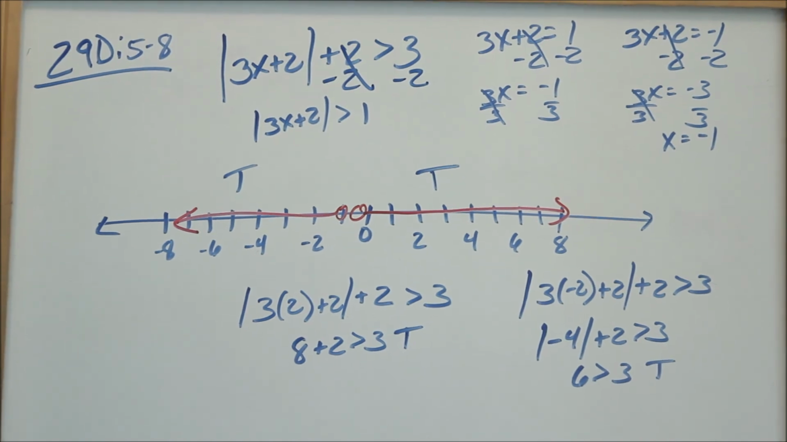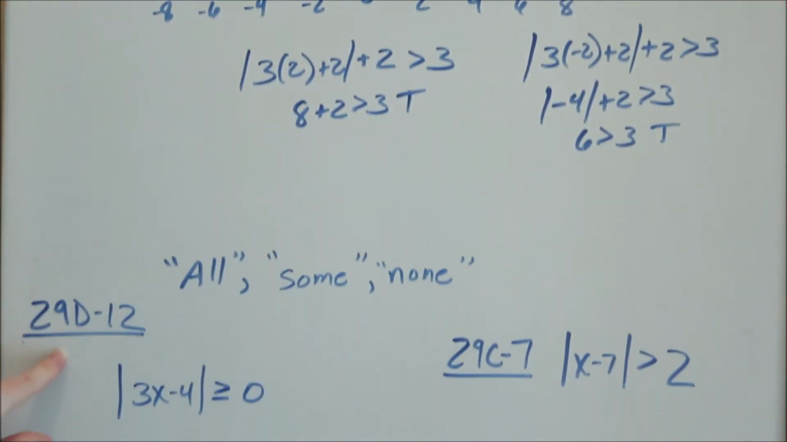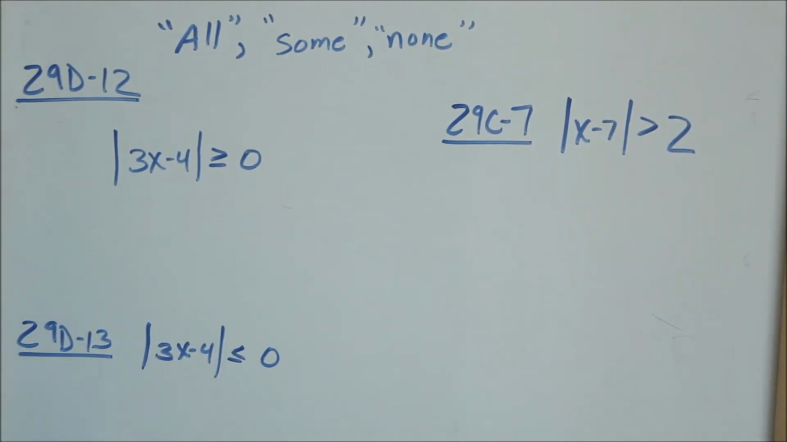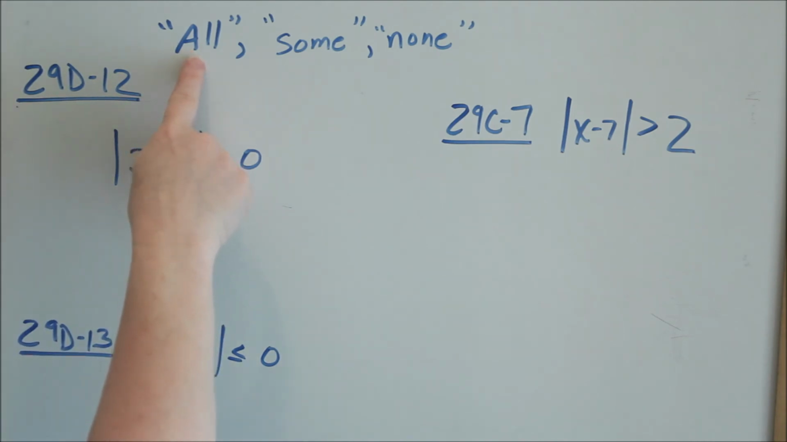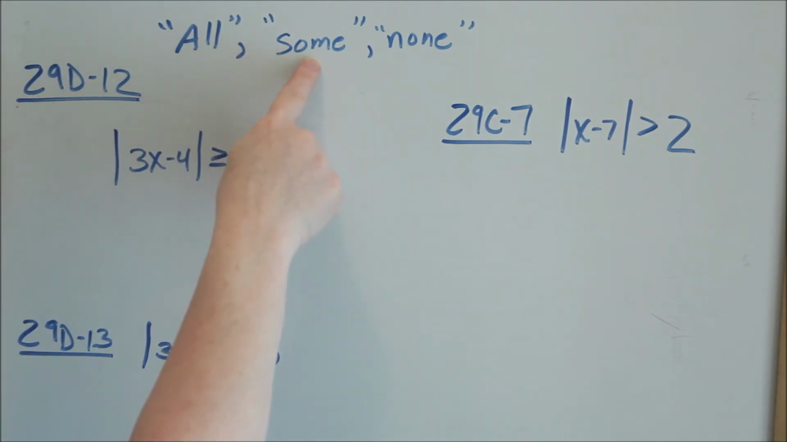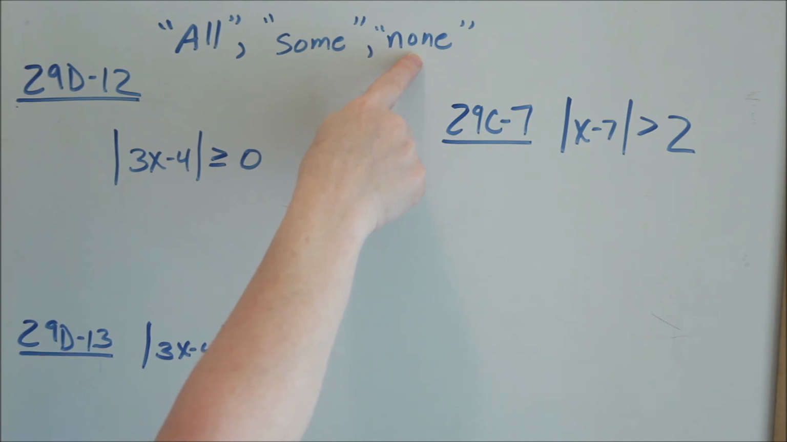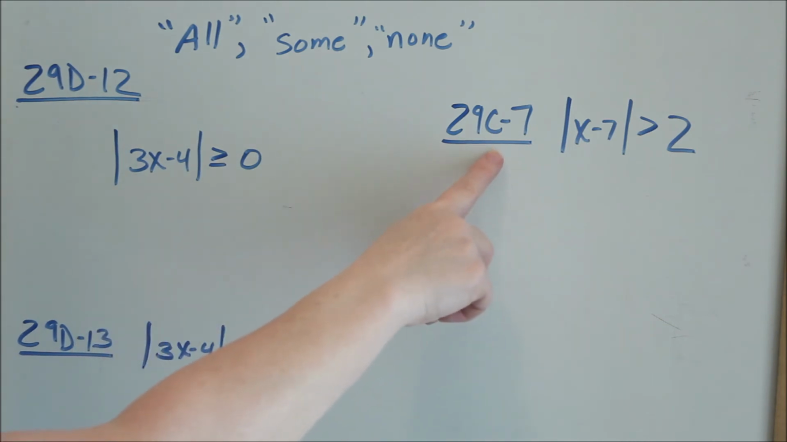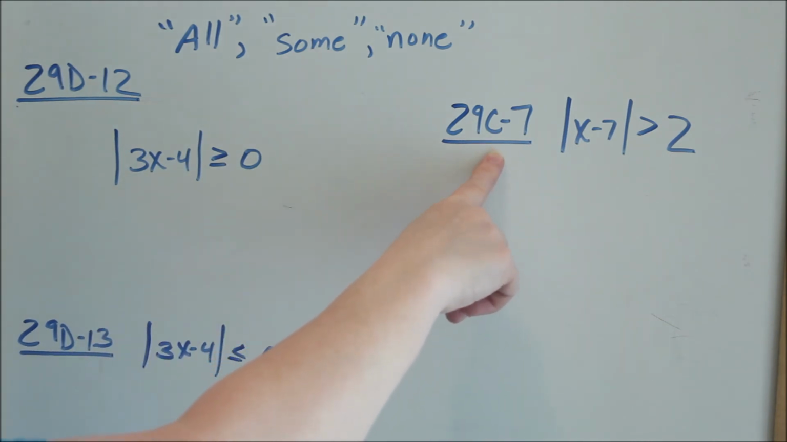Alright, look at 29D, number 12. For the instructions of these, always read your instructions. For the instructions it says, you're either going to be writing all solutions, some solutions, or no solutions, or none. Okay? So, looking at, actually let's go over here to 29C7. Let's do this one first.